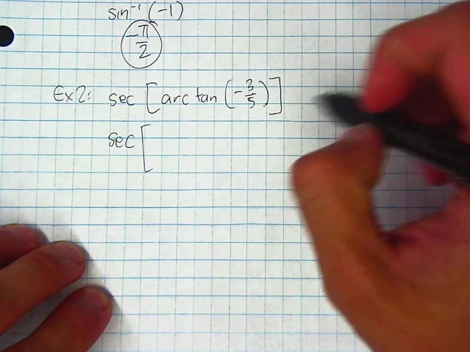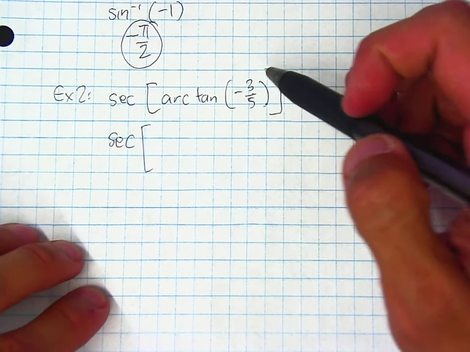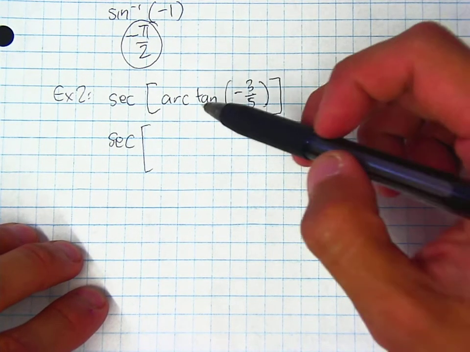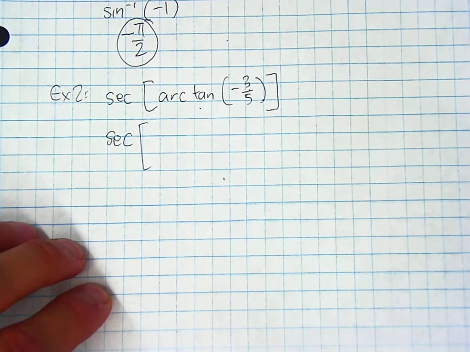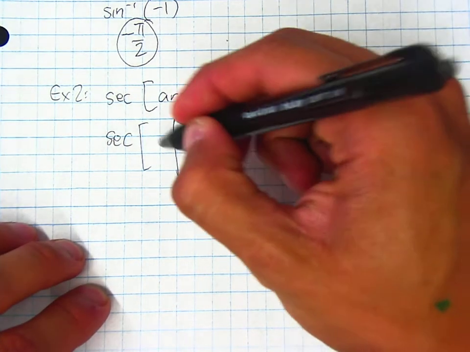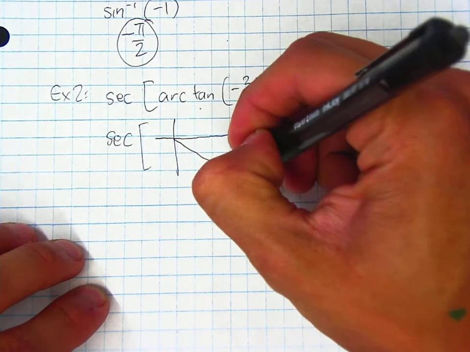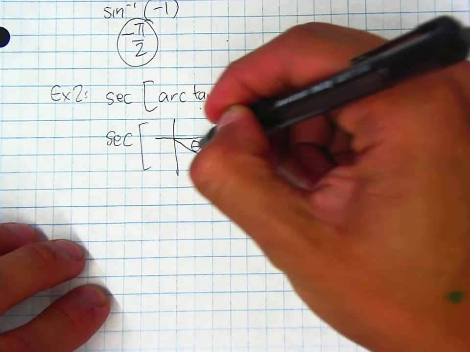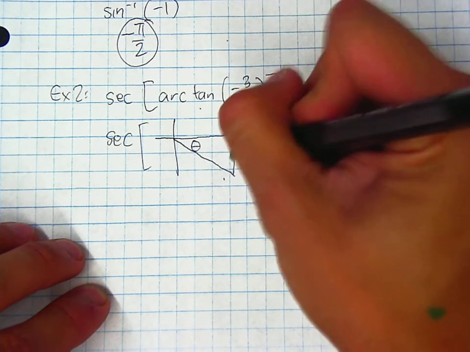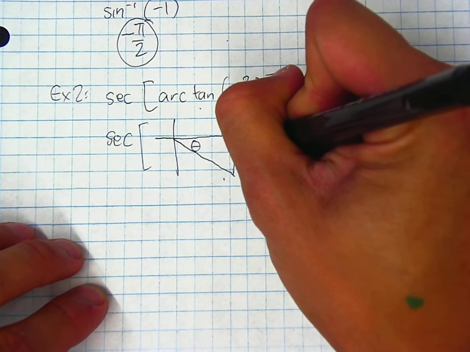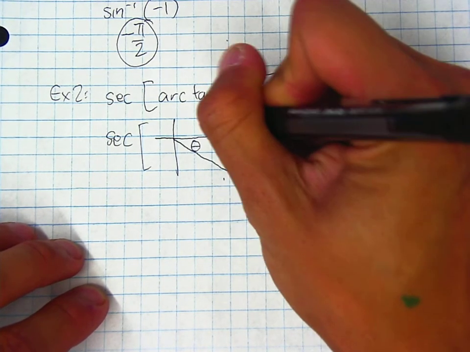So I'm going to write secant of, and instead of arctan of -3/5, I'm going to turn that into a triangle. Well, arctan is in quadrant 1 and 4, and in the fourth quadrant arctan is negative. So I'm going to draw a triangle in the fourth quadrant, and since tangent is opposite over adjacent, it'd be -3 over 5.